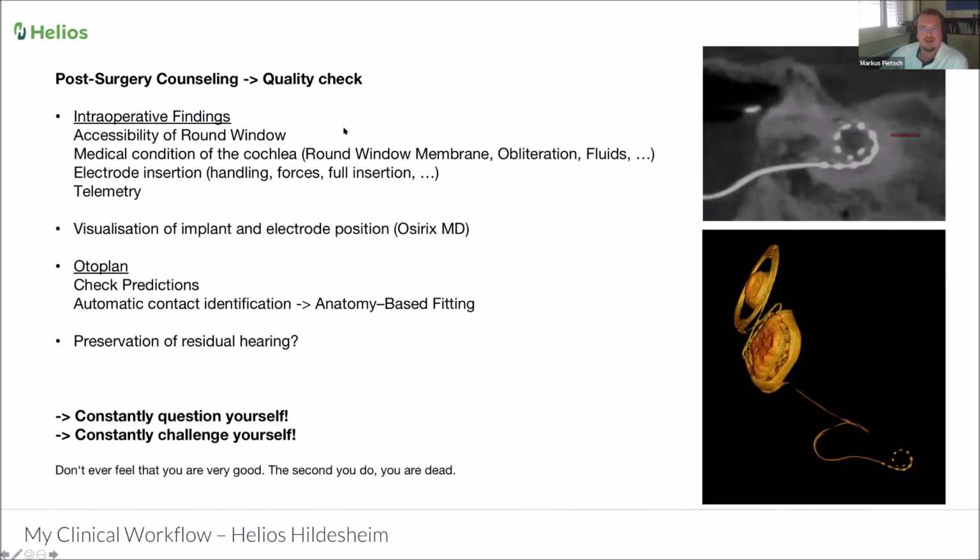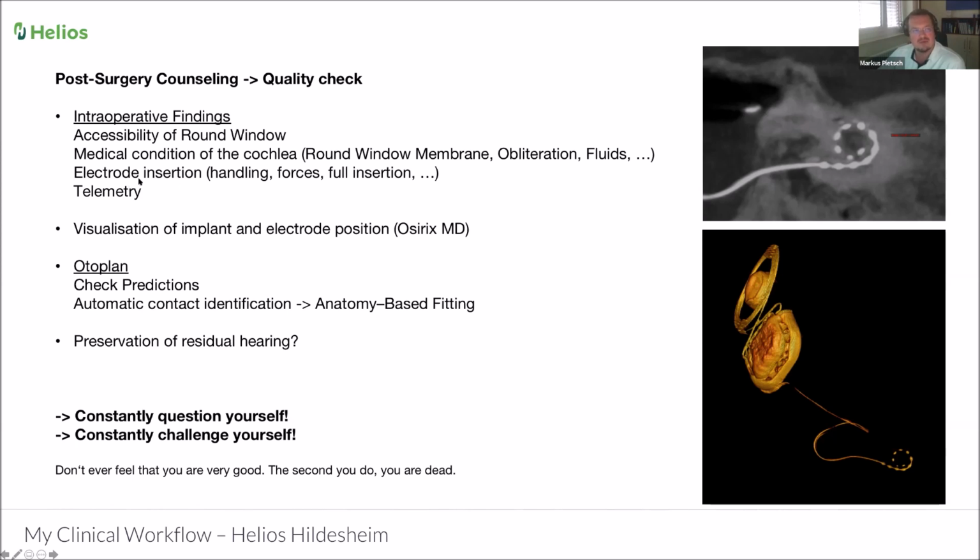Post-surgery counseling, we also should, after the implantation, do a kind of quality check. You should always recapitulate your intraoperative findings. How was the accessibility of the round window? Did your preoperative predictions meet what you found intraoperatively? How was the medical condition of the cochlea?